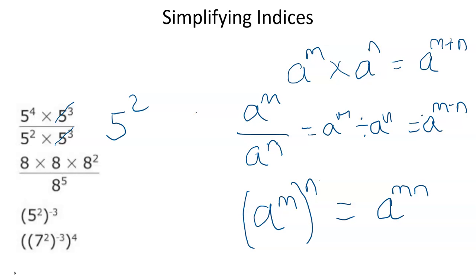In this one, we've got 8 on its own, but we know that that's 8 to the power of 1. So we'll put those 1's in. And when we times it all together, we're adding the powers. So 1, 1, and 2 is 8 to the power of 4 over 8 to the power of 5. And if we subtract those powers, we get 8 to the power of minus 1. And it's absolutely fine to leave it like that.